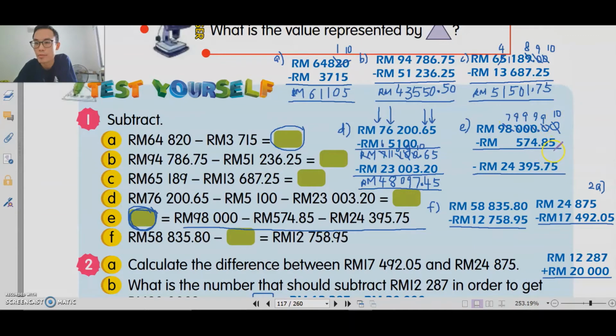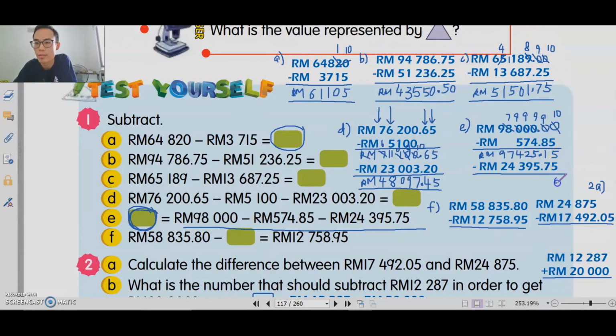Okay, 10 minus 5 is 5. 9 minus 8 is 1. Decimal point, don't forget. 9 minus 4 is 5. 9 minus 7 is 2. 9 minus 5 is 4. 7 minus nothing is 7. 9 minus nothing is 9. RM you have to write. Okay, now we minus the second time.